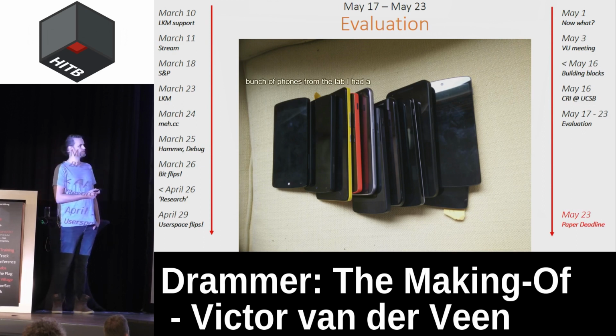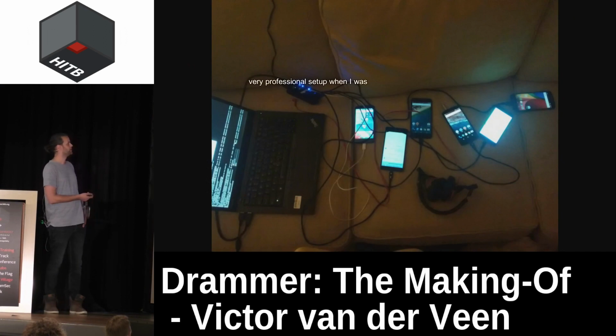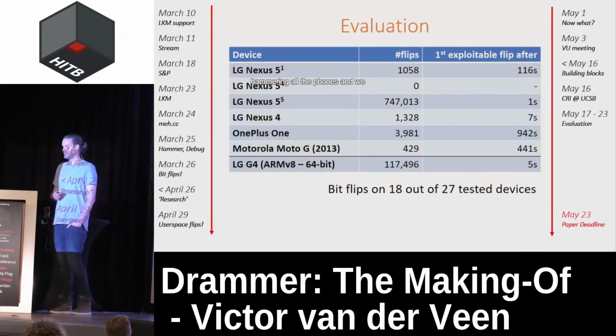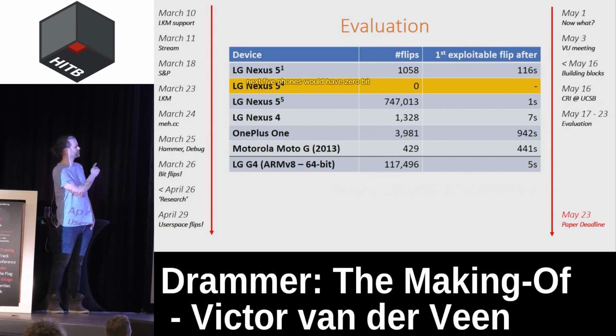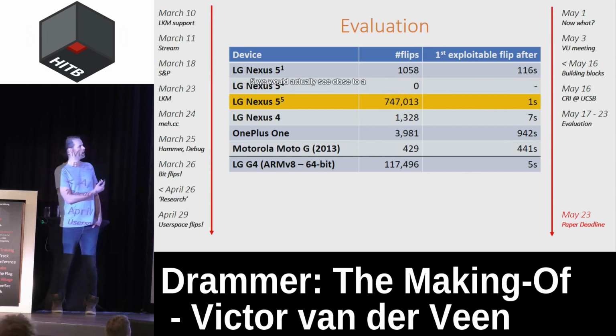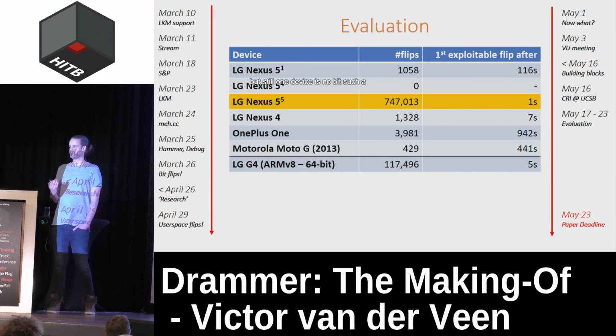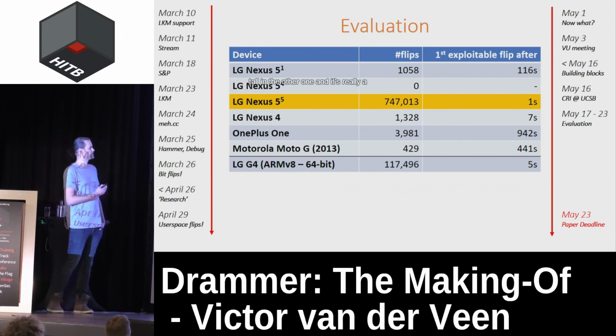So I got a bunch of phones from the lab. I had a very professional setup when I was hammering all the phones. And we evaluated this. Interestingly enough, we found that sometimes one of the Nexus 5 phones would have 0 bit flips, while if we look at another Nexus 5, we would actually see close to 1 million bit flips. So it's the same hardware, but still one device has no bit flips at all, and the other one has really a lot.